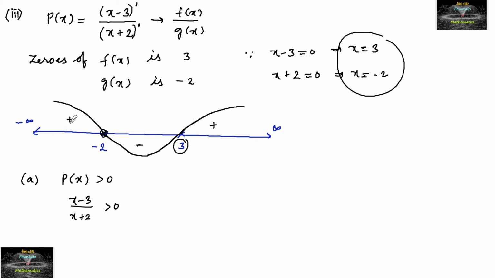Right, now we can observe the positive region. We want the positive solution, so the positive region will be obtained for x belongs to minus infinity comma minus 2 union 3 to infinity.